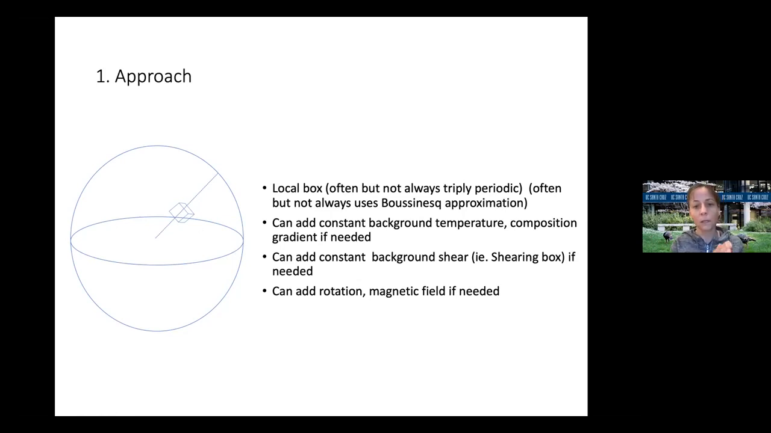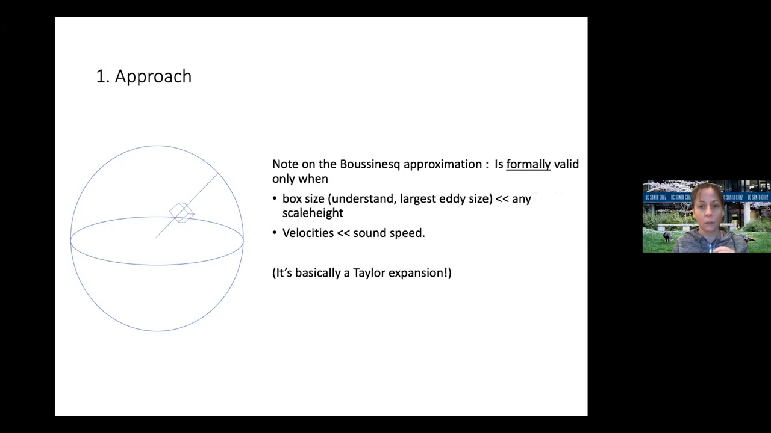The box is often, but not always, triply periodic. It often, but not always, uses a Boussinesq approximation. You can use, as Adrian showed us, a constant background temperature or a background composition gradient to drive some kind of buoyancy mixing. We can add a constant background shear to drive shear instabilities. We can add rotation and magnetic fields to these simulations.